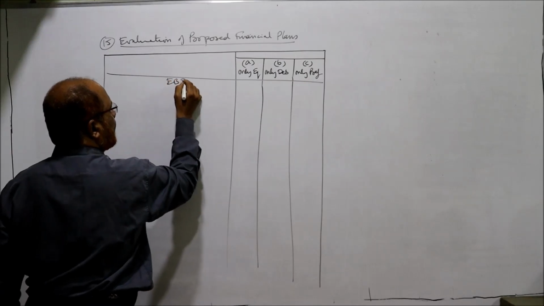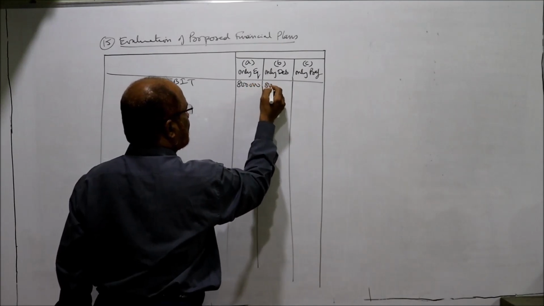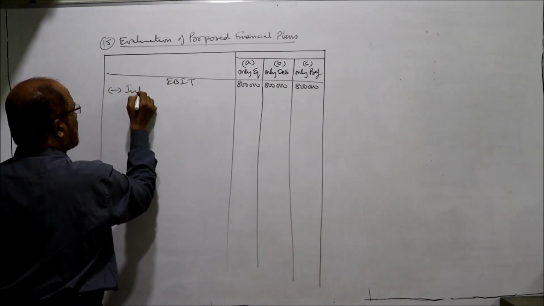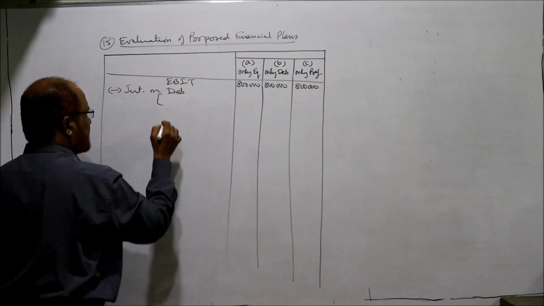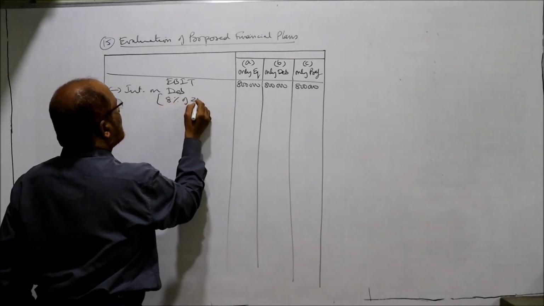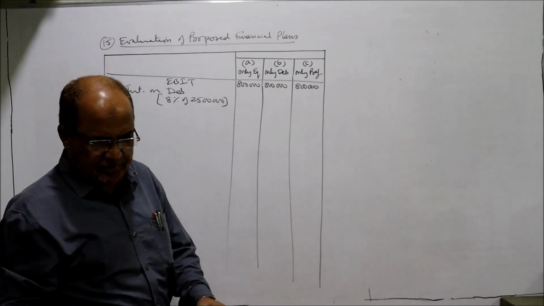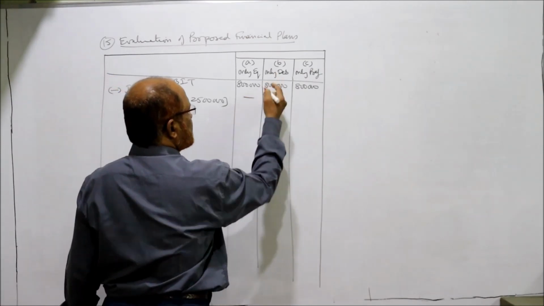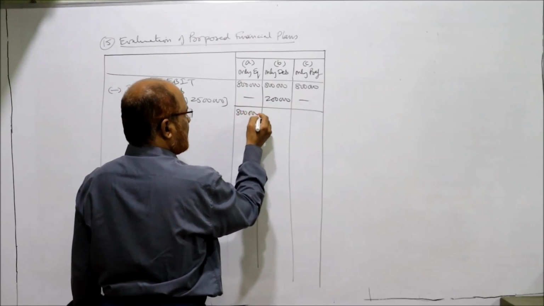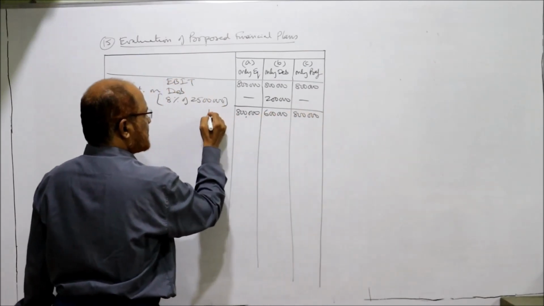Now EBIT. The EBIT is given in the problem as 8 lakh rupees. Less interest on debentures. Second plan we have debentures. So 8% of 25 lakhs is 2 lakh rupees. So debentures column 2 lakh rupees. Here put a dash. Now 8 lakh. Here 8 minus 2, 6 lakh. Here 8 lakhs. This is the PBT.